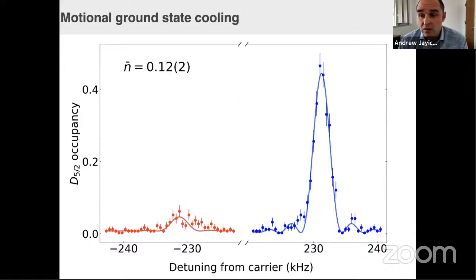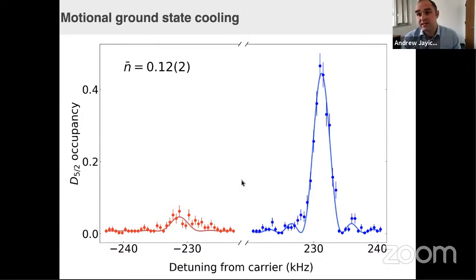We can use that same transition to address a motional sideband. We can detune by a motional frequency of the ion trap and controllably remove phonons from the system, and we can cool this ion to its motional ground state. I should note that for the ion trappers, these frequencies are fairly low. I just want to point that out. That's kind of interesting. And we extract this population by the area under these two curves.